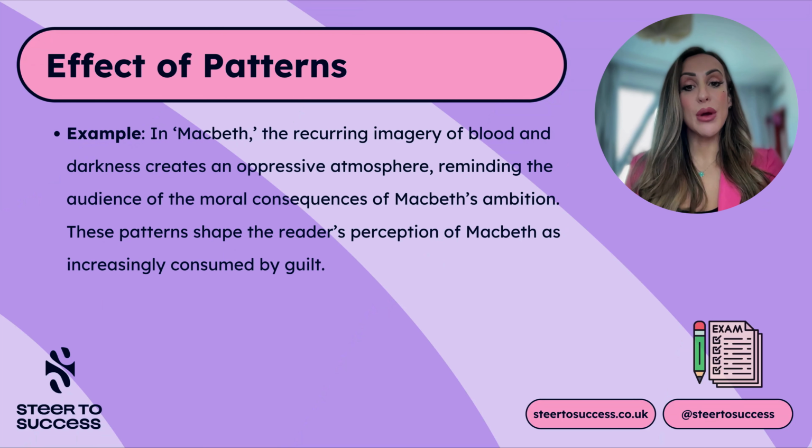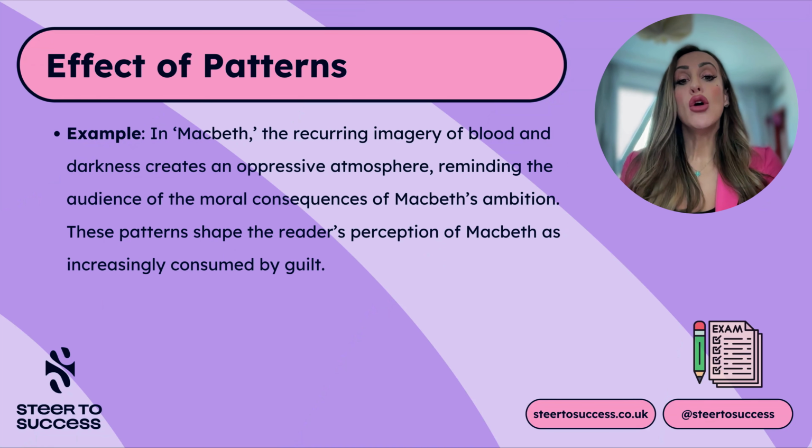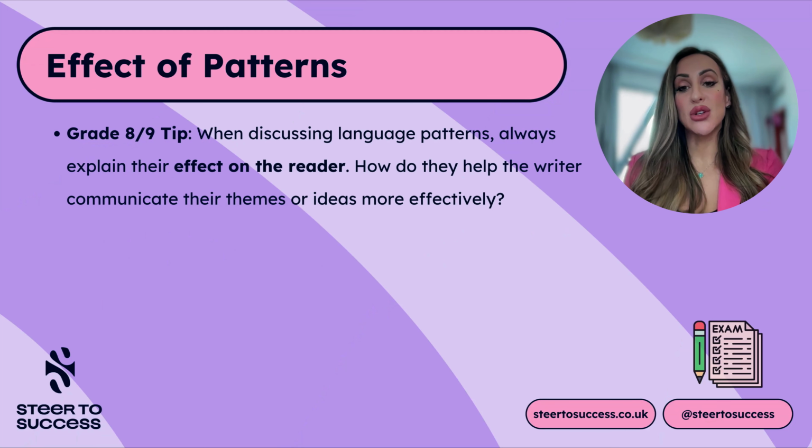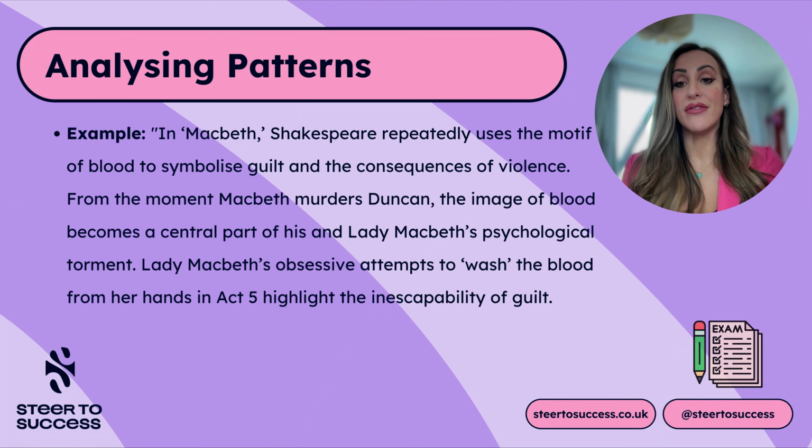And as an example, in Macbeth, the recurring imagery of blood, I know we've talked about this already, and darkness, so thinking about two of the patterns there together, create an oppressive atmosphere, reminding the reader and the audience of the moral consequences of Macbeth's ambition. And these patterns shape the reader's perception of Macbeth as increasingly consumed by guilt. And as a grade 8 or grade 9 tip, when discussing language patterns, always explain their effect on the reader. How do they help the writer communicate their themes or ideas more effectively?